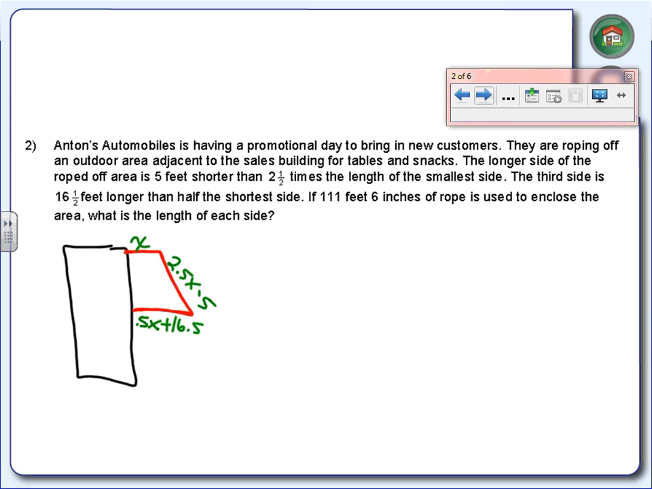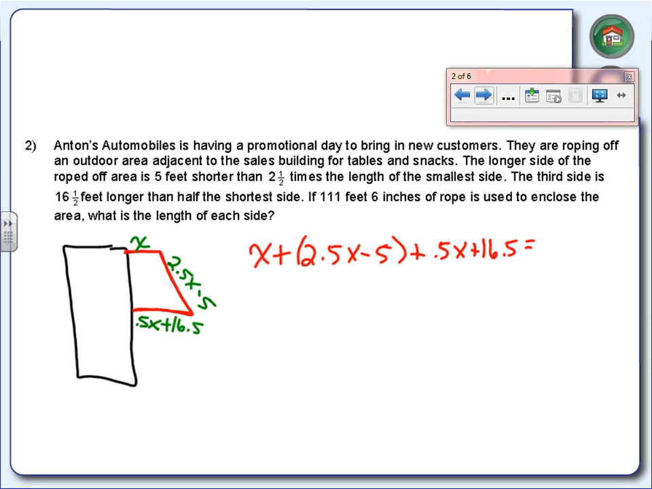Now it says here they use a total of 111 feet 6 inches of rope, which basically gives us somewhat of a perimeter here. I'm going to take those three sides and add them together. So here's the short side. Here's the long side. And here's the third side. All of that equals 111 feet 6 inches.